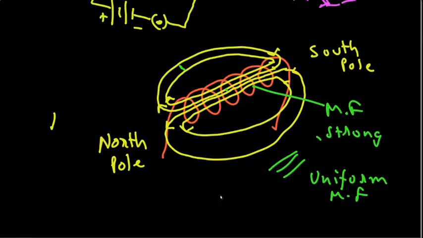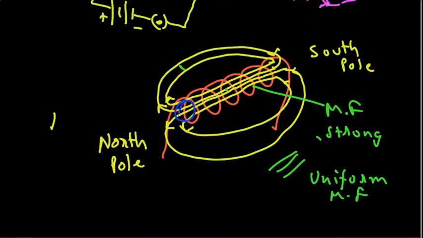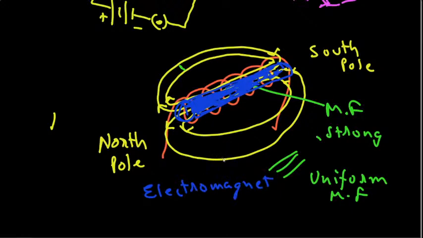If I insert a cylindrical soft iron piece inside the solenoid, which color I'll pick up, blue. So what happens to this blue soft iron piece? It gets magnetized. Such a magnet is known as an electromagnet, which we'll study in the next class. Because of the magnetic field produced by the solenoid, this soft iron gets magnetized.